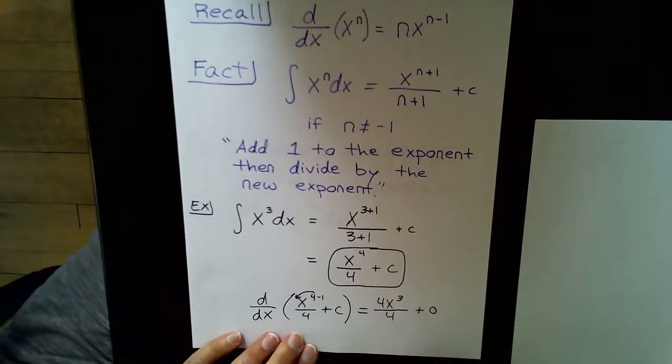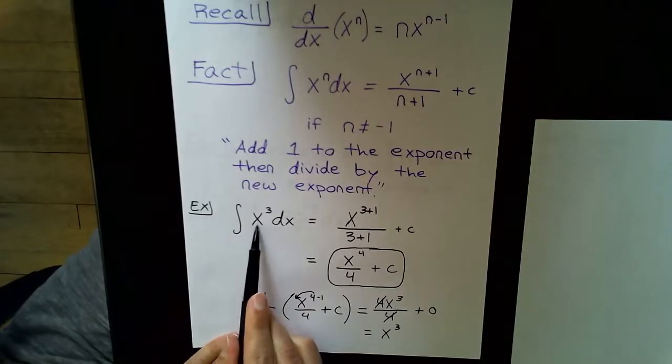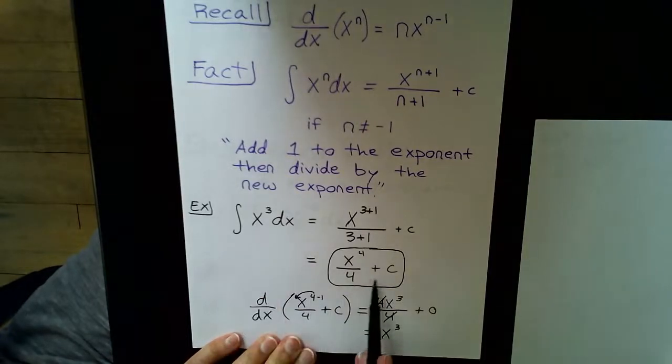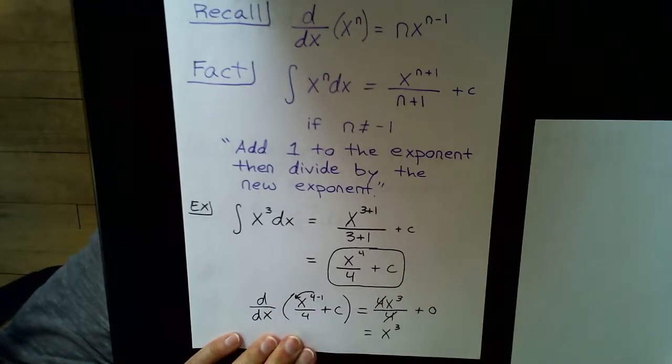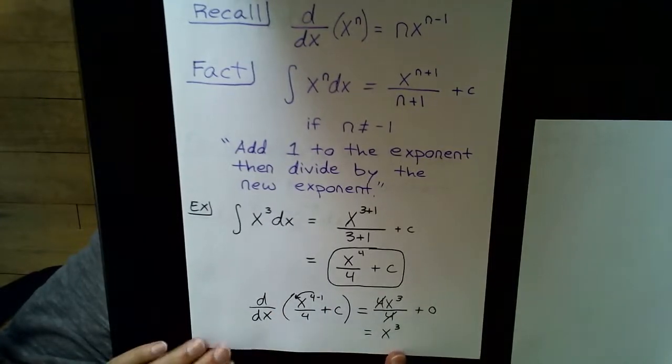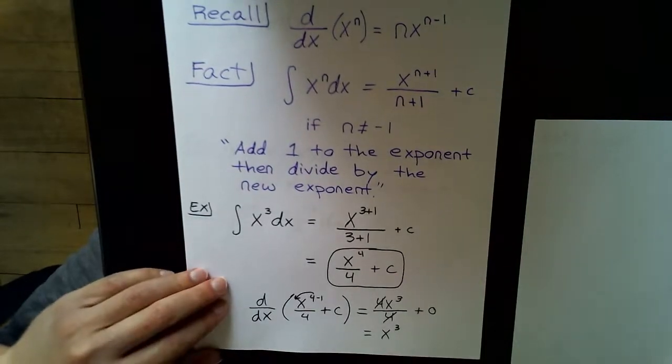And at this point, 4 divided by 4 will cancel out, leaving us with just x cubed, which is exactly what we started with. That means we have, in fact, found the correct antiderivative, because its derivative brings us right back to the beginning. You can always do this to check if you have the correct work, and the correct solution, that is.